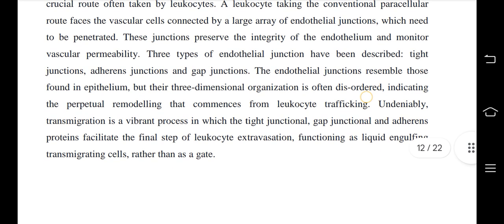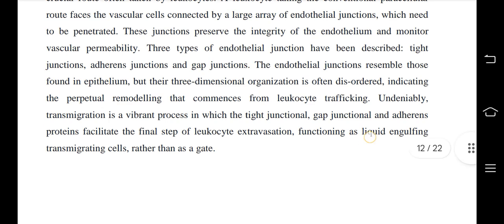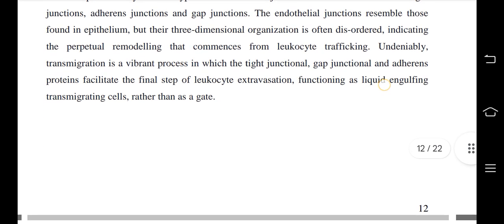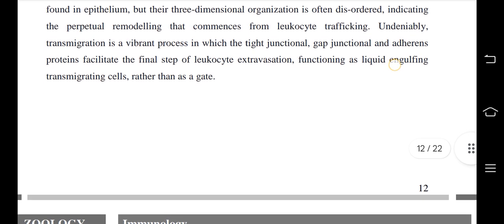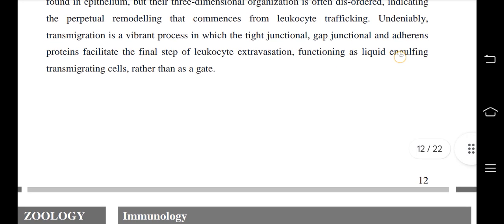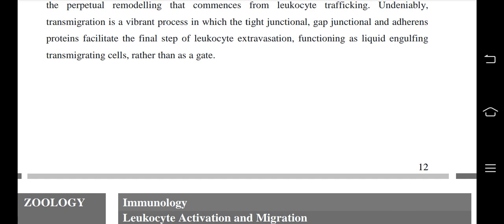Three types of endothelial junction have been described: tight junctions, adherens junctions, and gap junctions. The endothelial junctions resemble those found in epithelium, but their three-dimensional organization is often disordered, indicating the perpetual remodeling that commences from leukocyte trafficking. Undeniably, transmigration is a dynamic process in which the tight junction, gap junction, and adherens proteins facilitate the final step of leukocyte extravasation, functioning as a liquid engulfing transmigrating cells rather than as a gate.